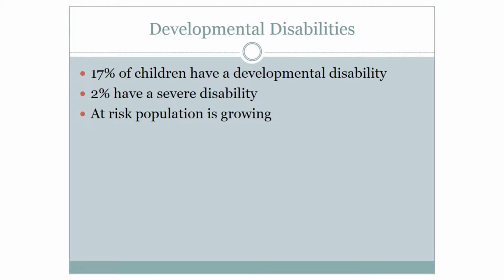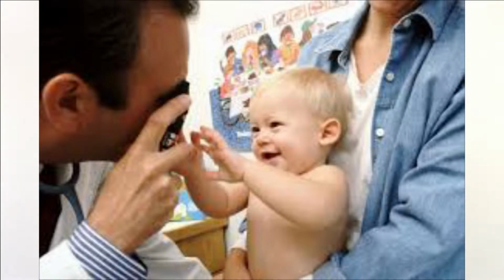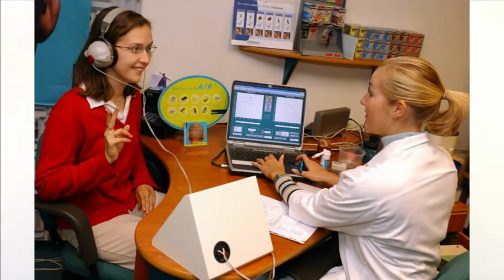We know that 17% of children present with developmental disabilities, and at least 2% of them will have a severe disability. The population at risk is growing, and the good thing about it is that we can identify those children that are at risk very early on. Children with learning disabilities, or the risk for learning disabilities, can be identified by their language patterns at the age of 3 years.